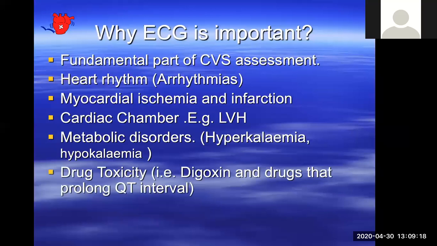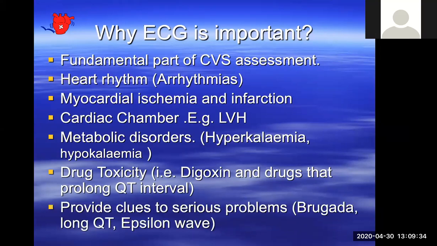And drug toxicity. If you give somebody too much digoxin, there are changes. There are drugs that can prolong your QT interval, which is risky and can cause arrhythmia. So by redoing the ECG and reading it, it can tell you whether this patient is having too much of that drug or is toxic from that drug, and you can do something about it.